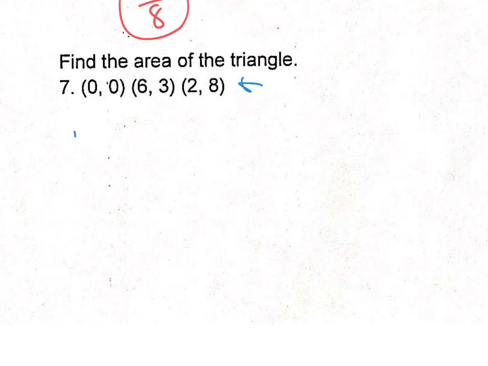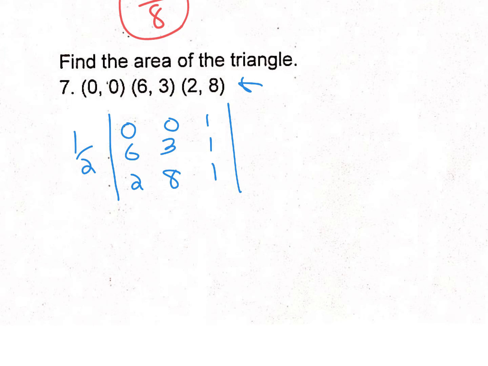So what you do, you put the 1/2 in the front. You put each point in: 0, 0, 6, 3, 2, 8. Your last column, you just put all ones. Okay, and we're just going to work that out. Now, the only thing you need to know about this in advance is that one, don't forget the 1/2 is there. And two, because we're finding area, it's got to be positive. So the answer is actually the absolute value of this determinant.